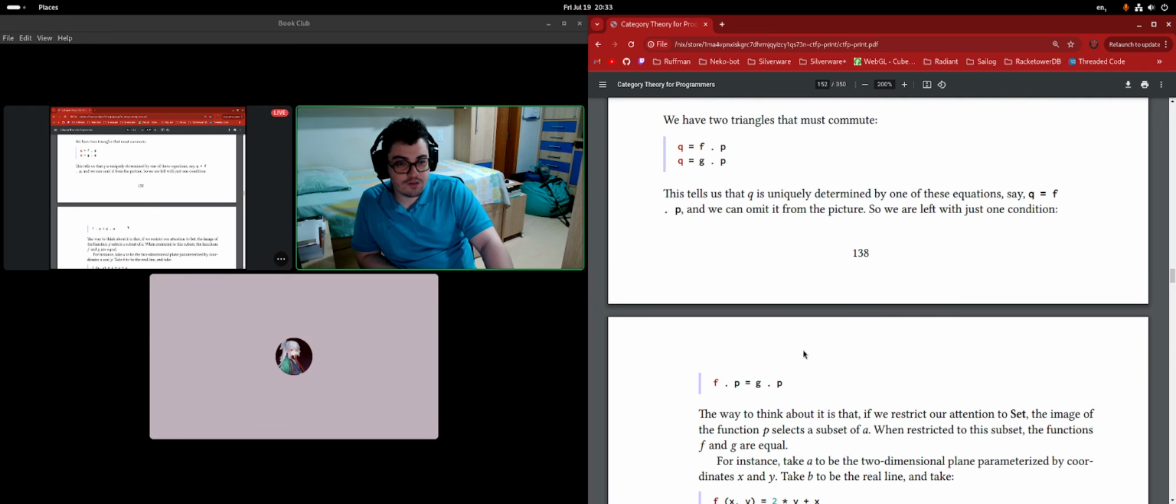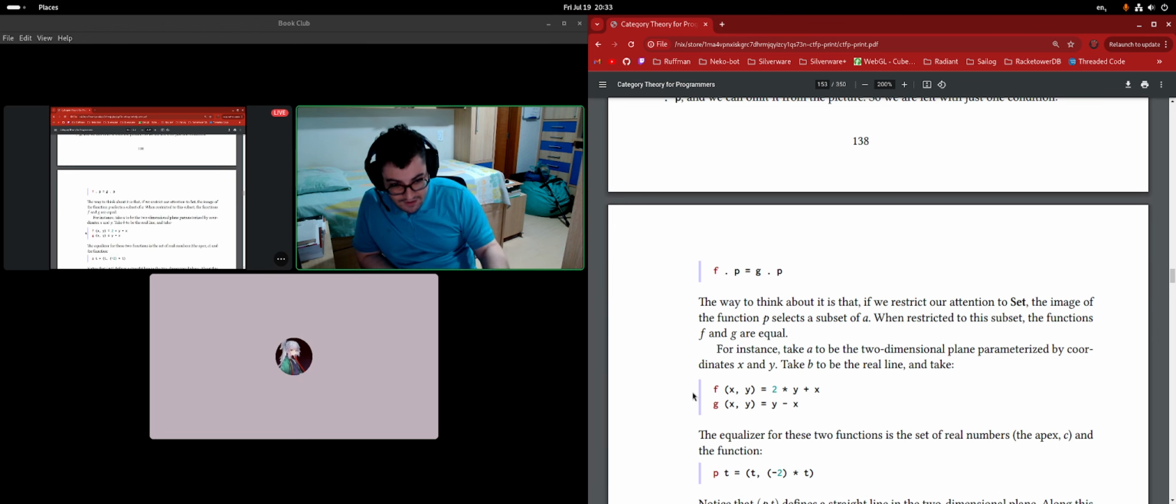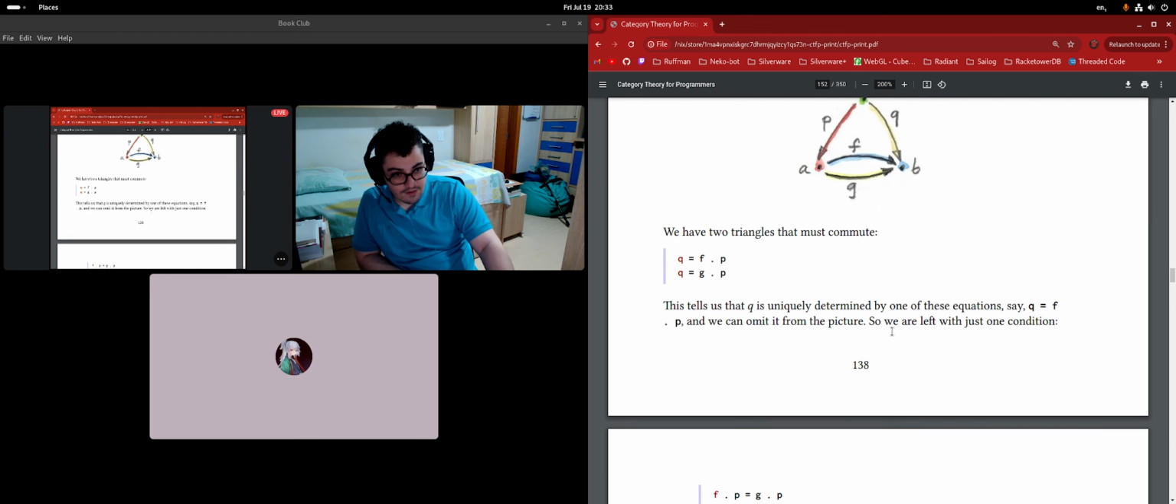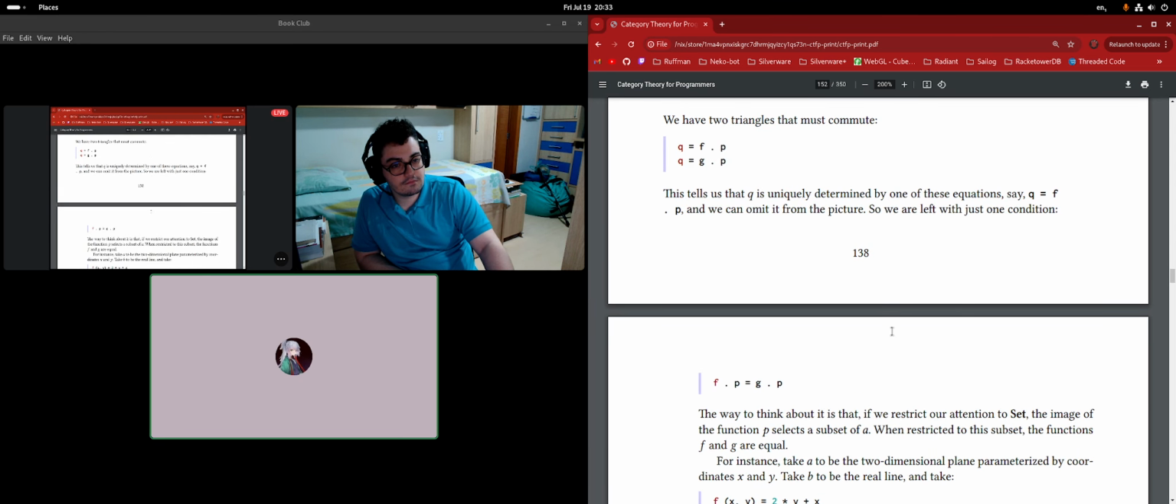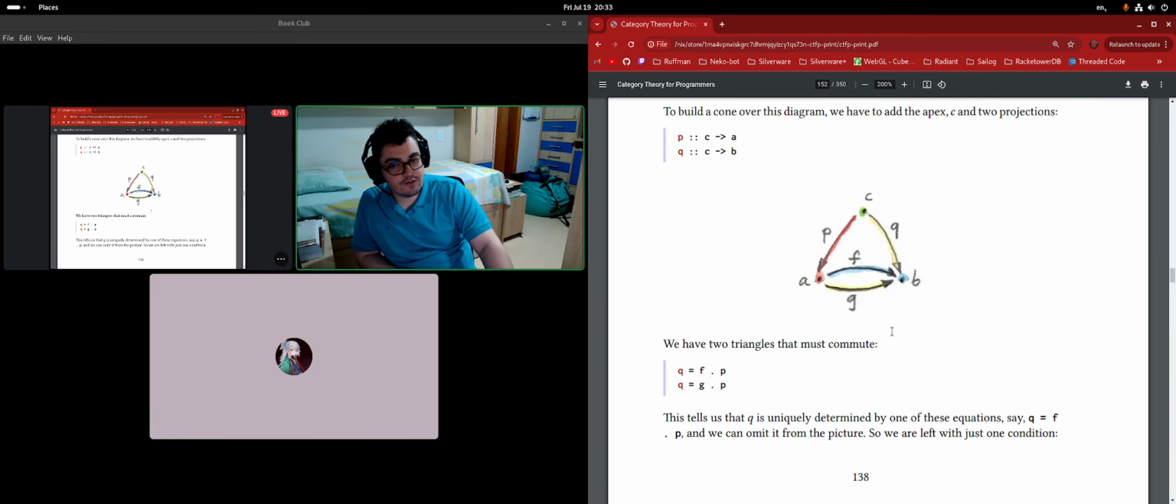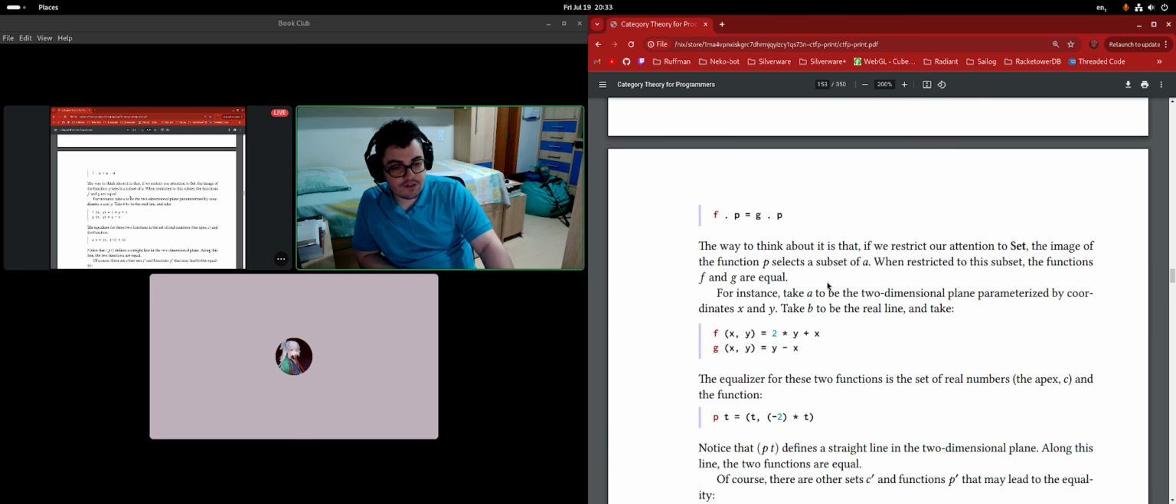So then if this is equal to this, let's make this equality and say F after P should be equal to G after P. And there is a very interesting interpretation of this, which is that if we restrict our attention to sets, the image of the function P selects a subset of A. And when restricted to this subset, the functions f and g are equal. So this is basically saying that once you restrict the domain by applying P, you can say that f and g are the same thing.